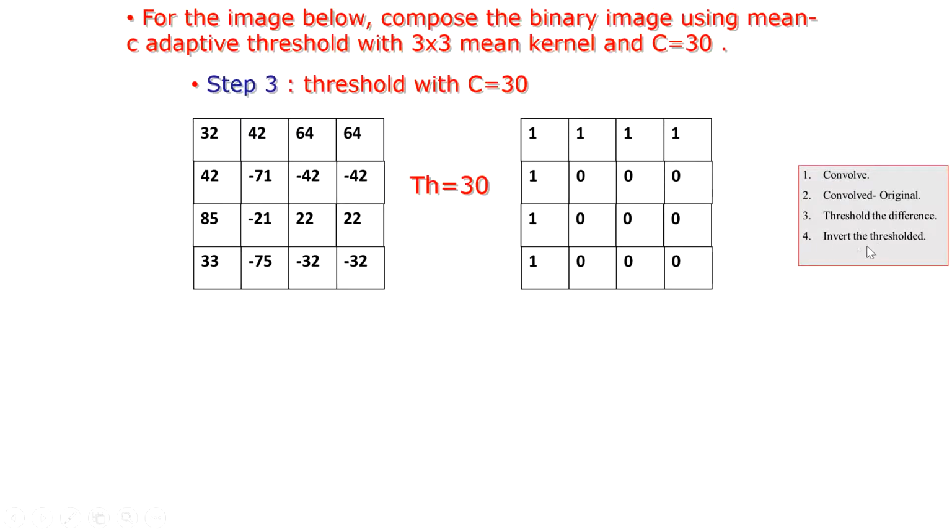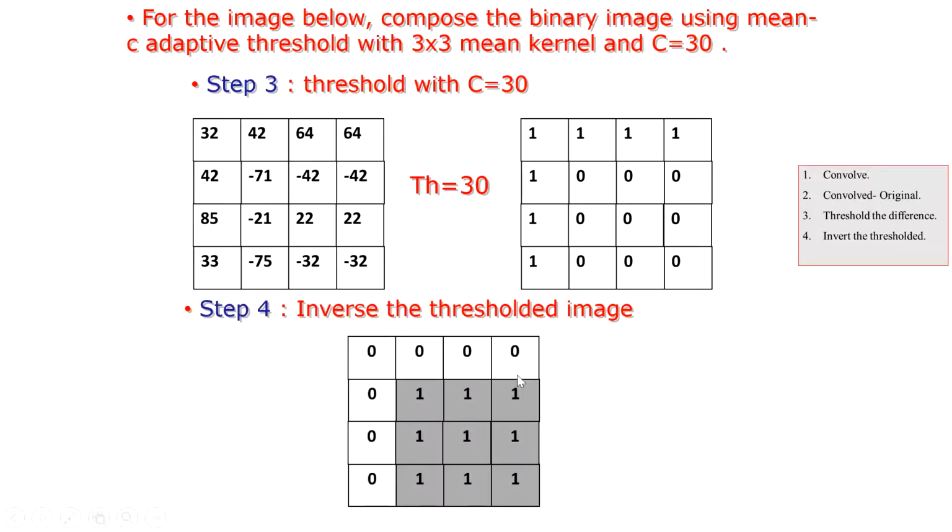Finally, invert the thresholded image. It's very straightforward: whatever is 1 will become 0 and whatever is 0 will become 1. So finally you will have this image, where the shaded area belongs to the foreground and the white area belongs to the background. That is the step by which we calculate the output binary image when your input image has a non-uniform illumination distribution.